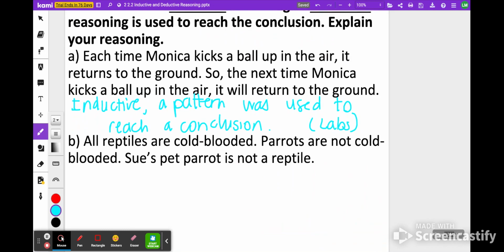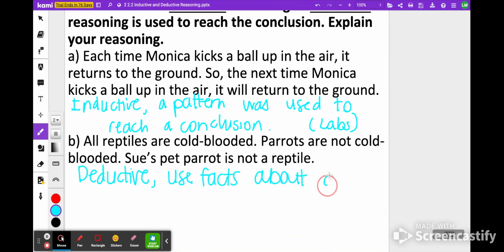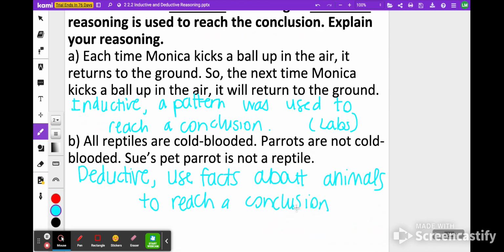Okay? All reptiles are cold-blooded. Parrots are not cold-blooded. Sue's pet parrot is not a reptile. This one we would consider deductive because there's not a specific pattern that's happening. What we're doing is we use facts about animals to reach a conclusion. Okay, so when we've got the facts, we can use deductive. When we don't have facts and instead we have a pattern, that is where we have inductive.